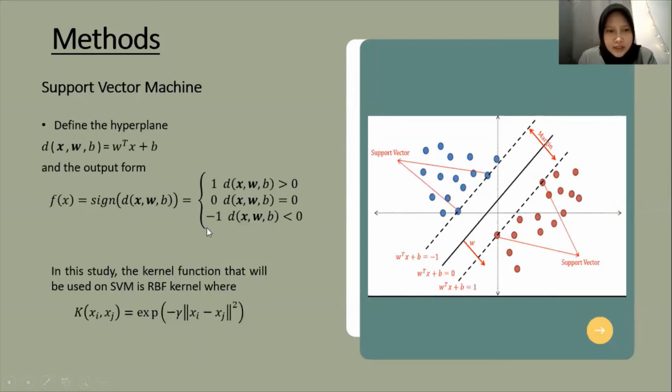And in this study, the kernel function that will be used on SVM is the RBF kernel, where the kernel function is like this.